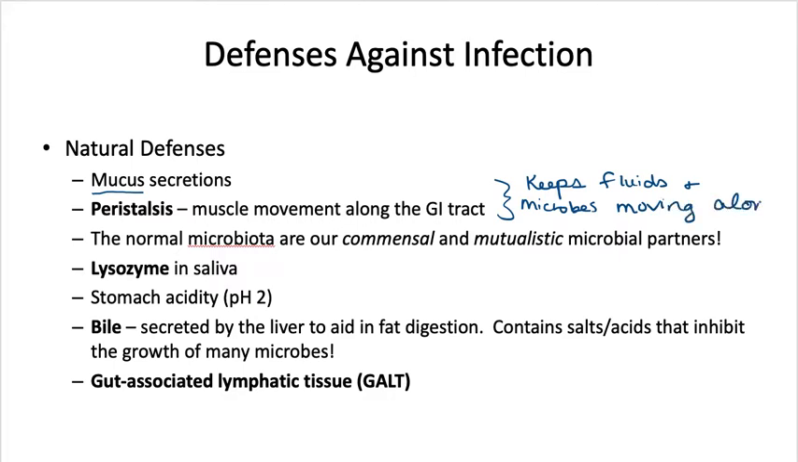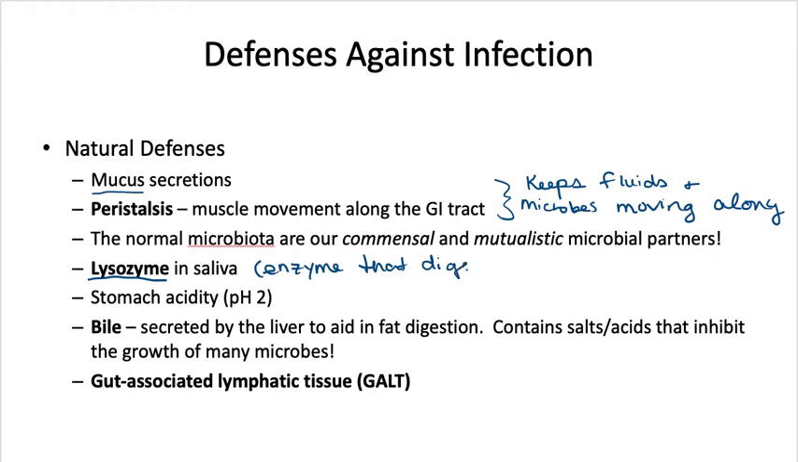Of course, we have a number of good microbes or normal microbes that inhabit the gastrointestinal tract. And so those normal microbes would be a physical or a biological barrier to infection. Lysozyme, this is an enzyme that's found in our saliva. Just to review what lysozyme is, it is an enzyme that digests peptidoglycan.